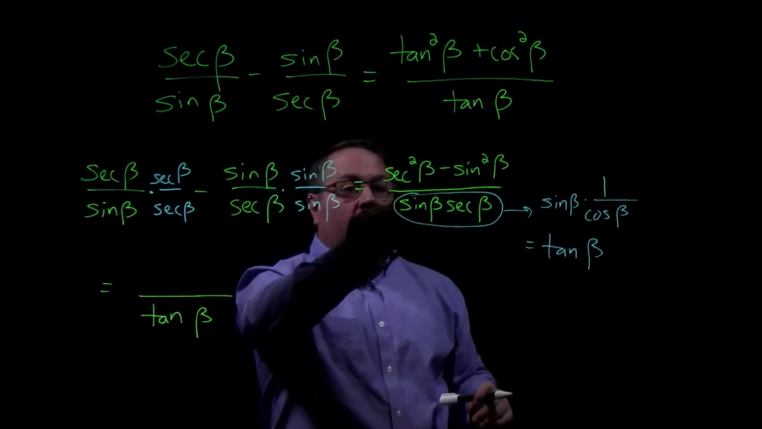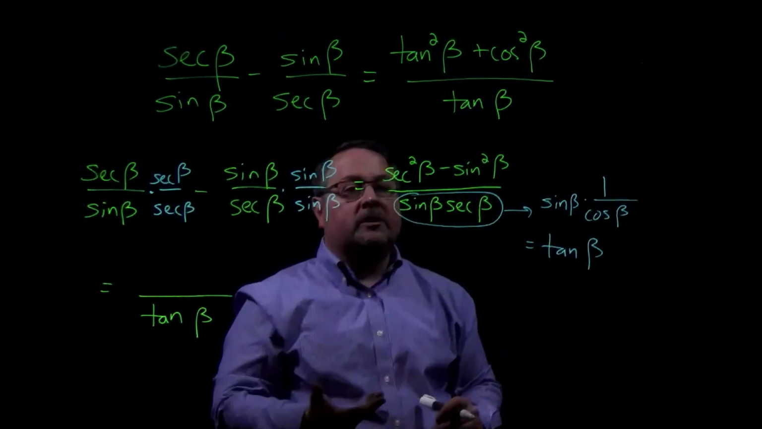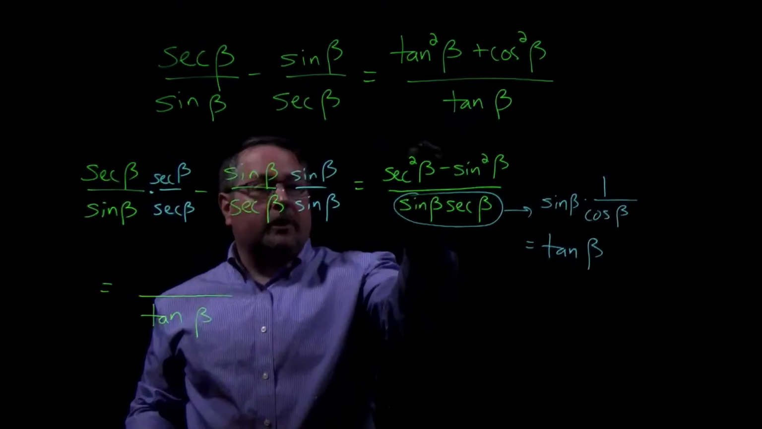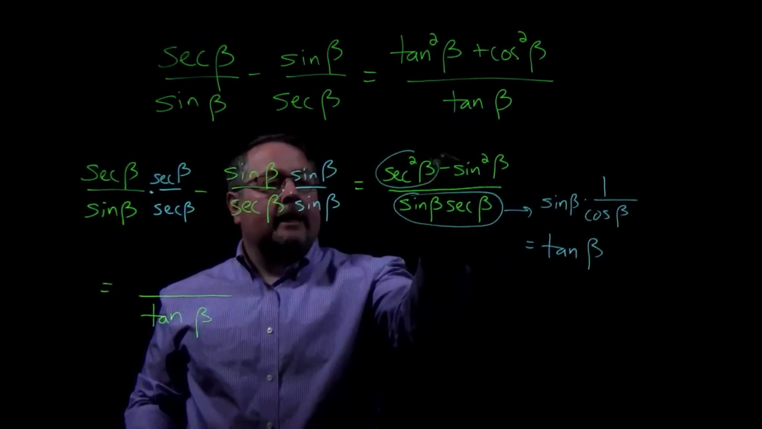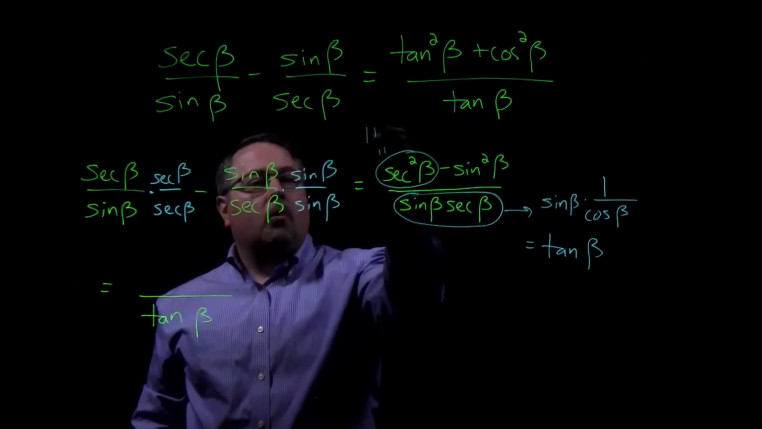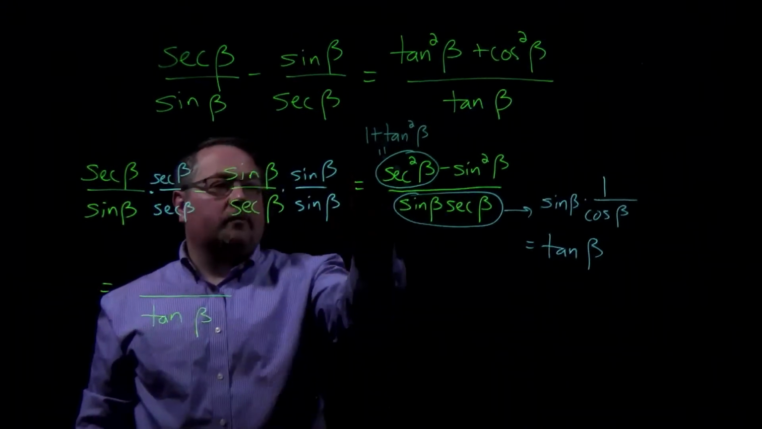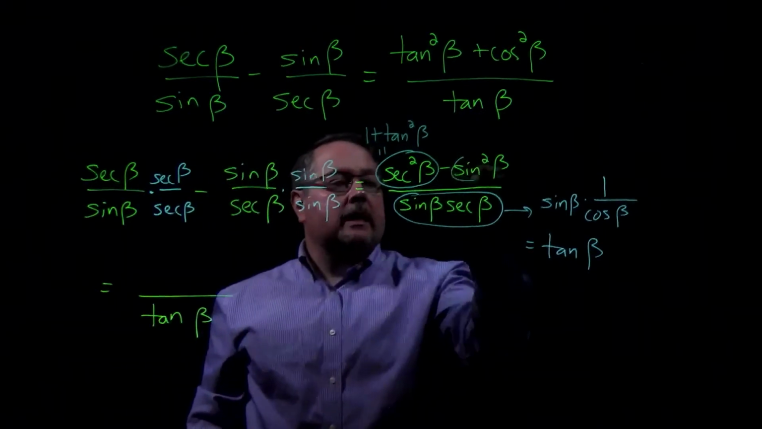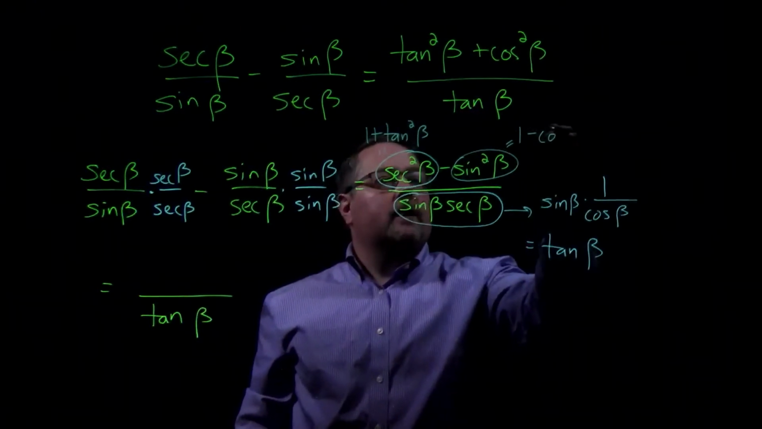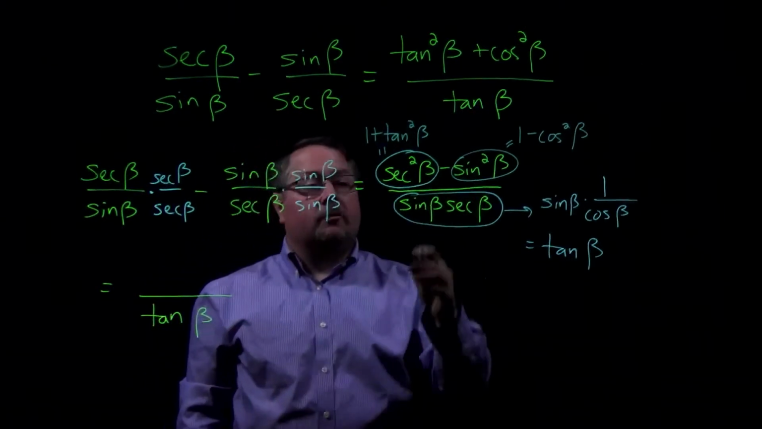Okay, now we look at the numerator. And we have a secant squared and a sine squared. We want to turn that into a tangent squared and a cosine squared. So whenever we're trying to change trig functions squared, you always want to think Pythagorean identities. And we can use the fact that secant squared of beta is 1 plus tangent squared beta. So that's our Pythagorean identity, 1 plus tangent squared is secant squared. And sine squared is 1 minus cosine squared, if we take sine squared beta plus cosine squared beta equals 1 and solve for sine squared.